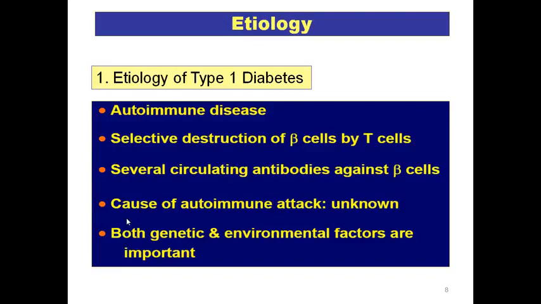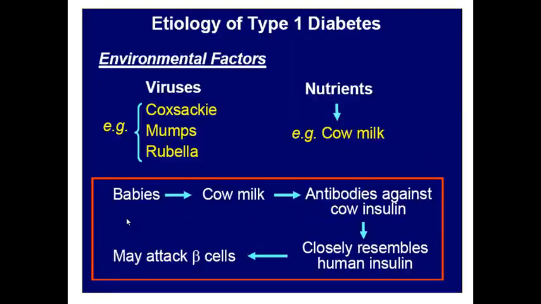Type 1 diabetes is an autoimmune disease which causes selective destruction of the beta cells by T cells. There are several antibodies acting against these beta cells, like islet cell antibodies, anti-insulin antibodies, and anti-GAD antibodies. These are the antibodies in the body, and they cause the destruction of the beta cells. What exactly is the cause of this autoimmune attack? We don't know. Both genetic and environmental factors can play a very important role.